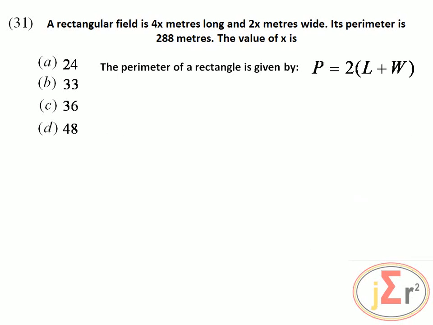The perimeter is equal to 2 times the sum of the length and the width, and it is written 2, open bracket, length plus width, close bracket. Length, as we have it here, is 4x and the width is 2x. We have it right here, 4x meters long and 2x meters wide. We will substitute those in the formula.